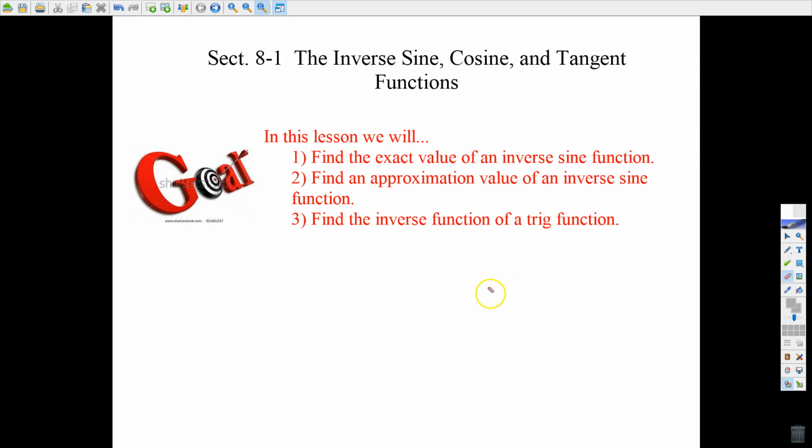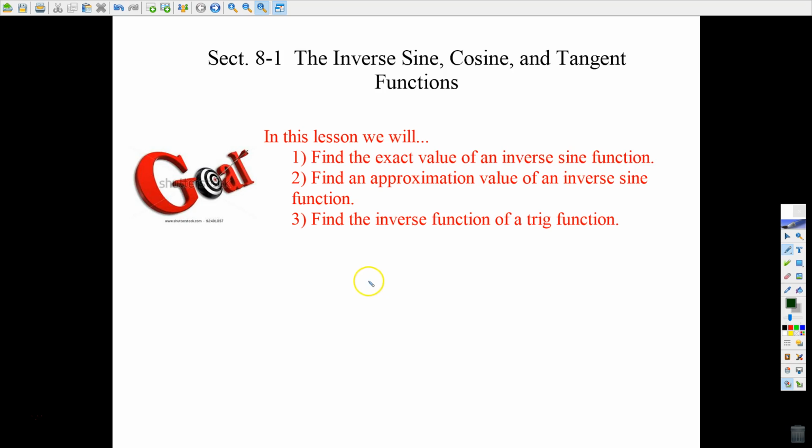In section 8.1, we're going to be taking a look at the inverse sine, cosine, and tangent functions. Key word there, inverse functions. And you might be thinking, didn't we talk about inverse sine, cosine, tangent back in chapter 7? For example, isn't the inverse of sine cosecant and the inverse of cosine is secant?